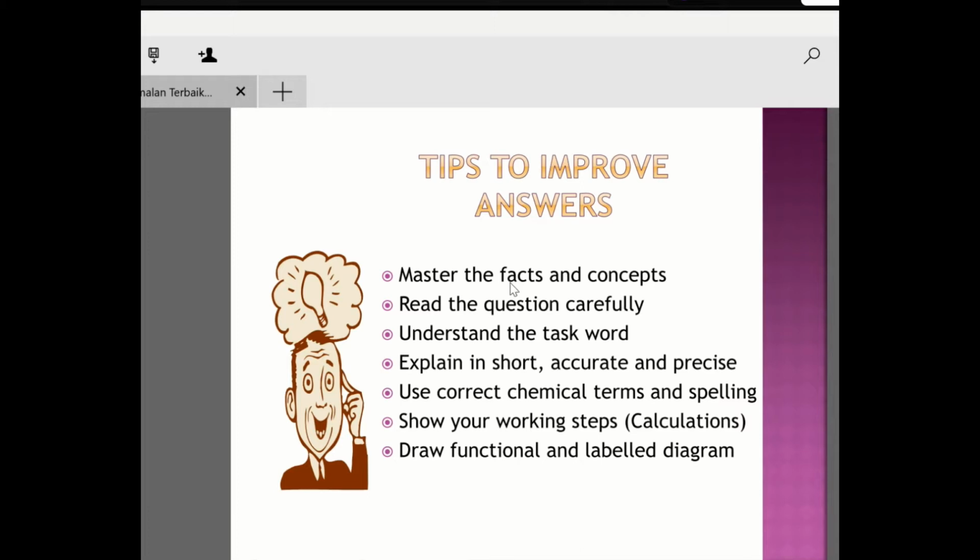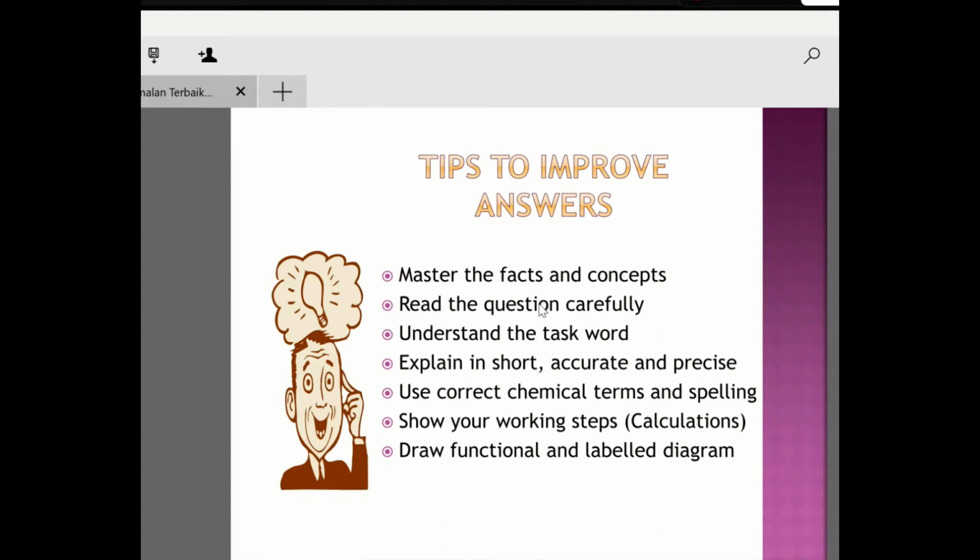This is not easy because the majority of the students just study chapter by chapter. They cannot see the relationship between the topics. So although they master the facts and concepts, when we change the questions a little bit, the patterns of questions, the students cannot apply. So this is number 1.